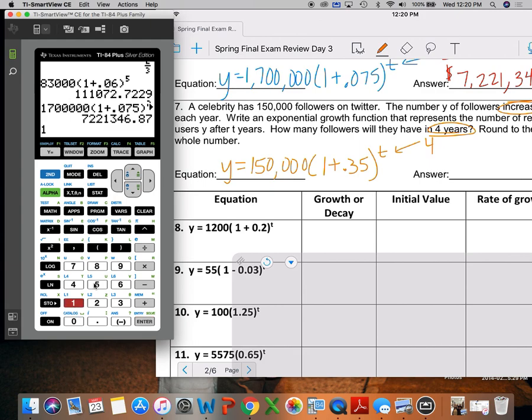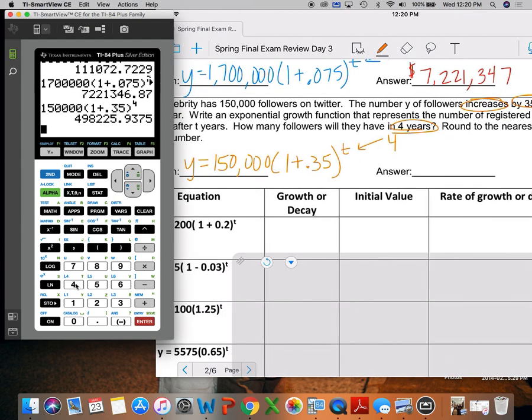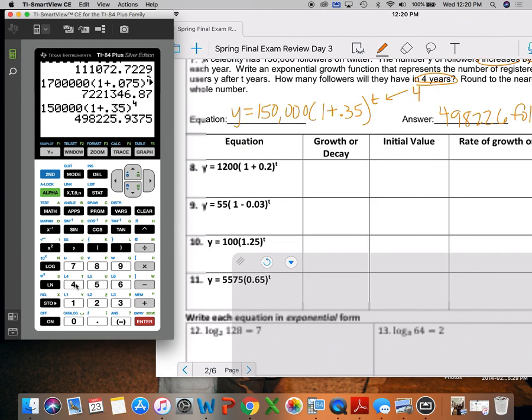So in the calculator, 150,000 times 1 plus 0.35, raised to the 4, is 498,226 followers.